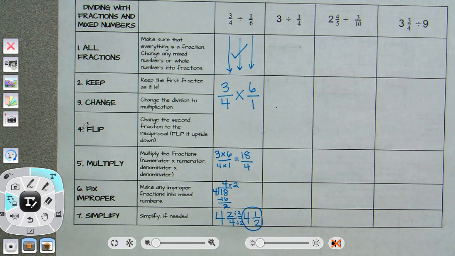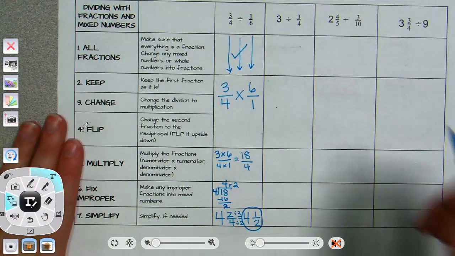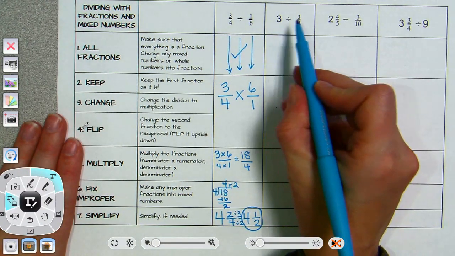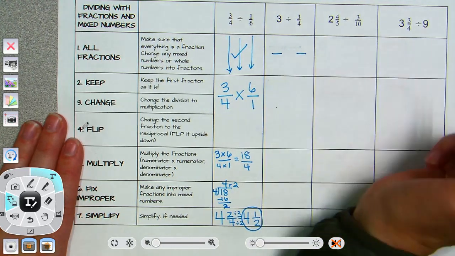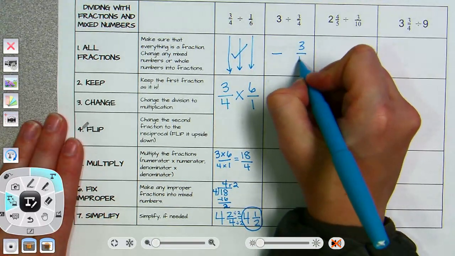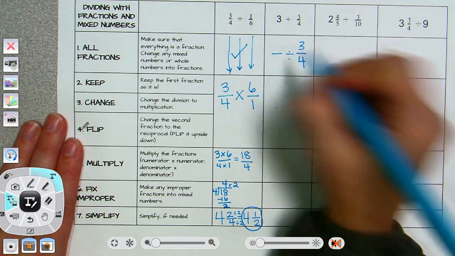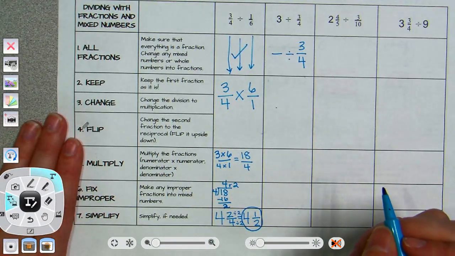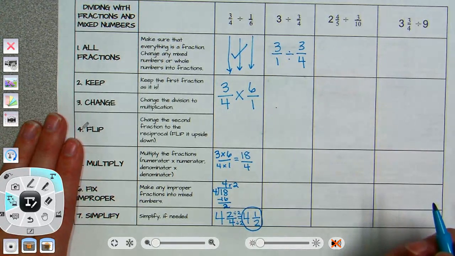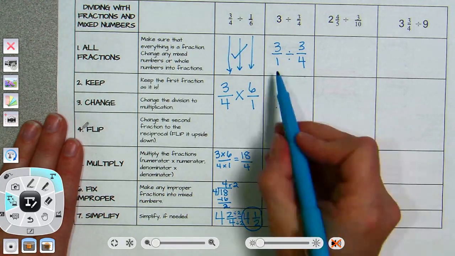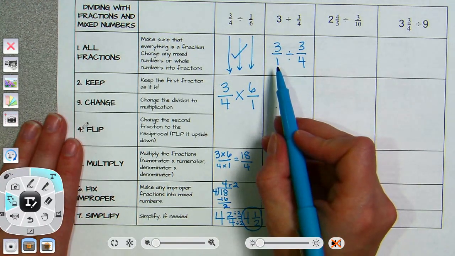I'm now going to go back to the start, and I'm going to repeat this process for our other examples. So in this next one, we have 3 divided by 3/4. So the first step is to make them both fractions. So I'm going to get my two fraction lines ready. 3/4 is all ready to go. I'm also going to copy down my division. Now, 3 is just 3 wholes, but to show this as a fraction, we can just put it over 1 since 1 is that first whole number. So 3/1 is another way to write 3 wholes.